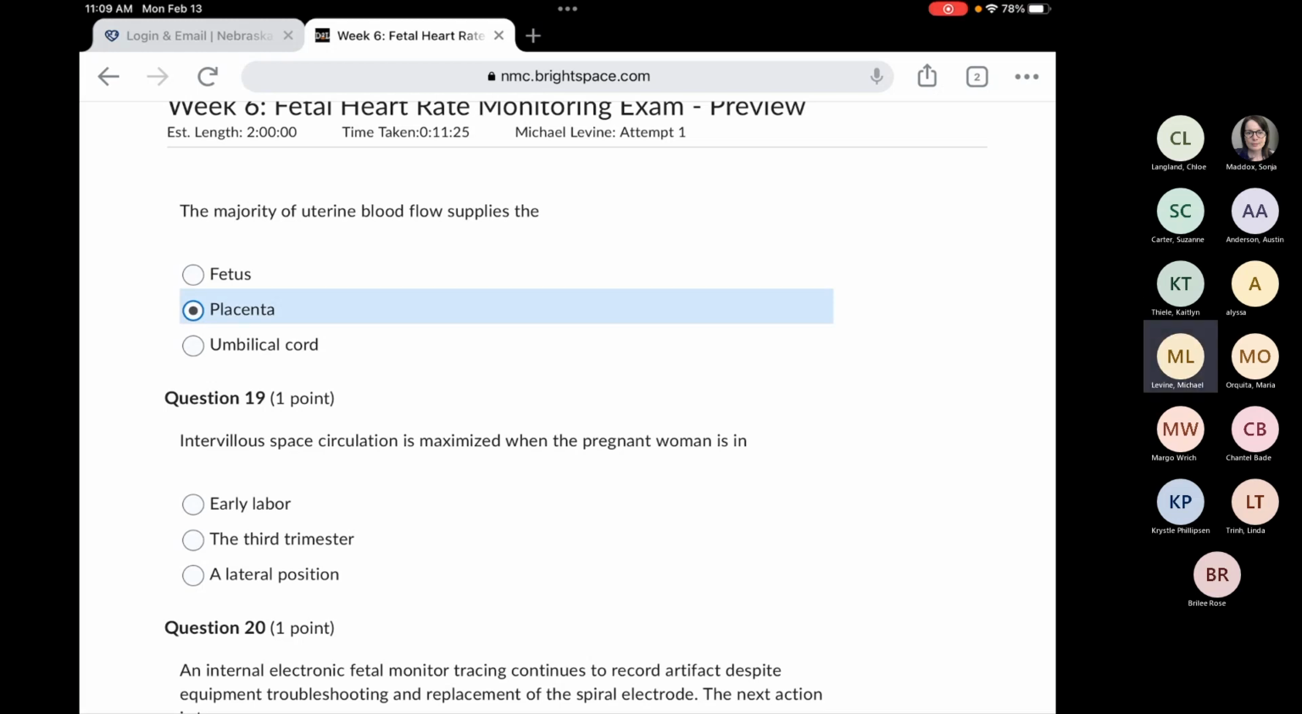Approximately in a term uterus, the blood flow to the organ and to the placenta is over 500 milliliters per minute. And that's very important to remember, because if there's uterine hemorrhage from an abruption or during surgery, you could lose a significant amount of blood in a hurry. So the placenta gets the majority of the uterine blood flow.